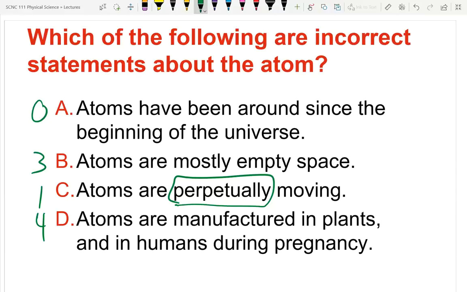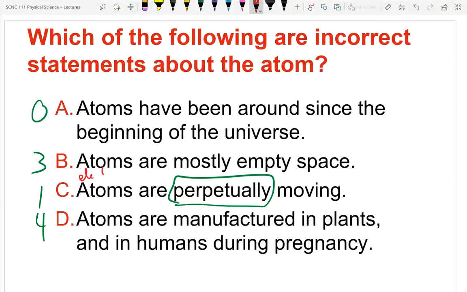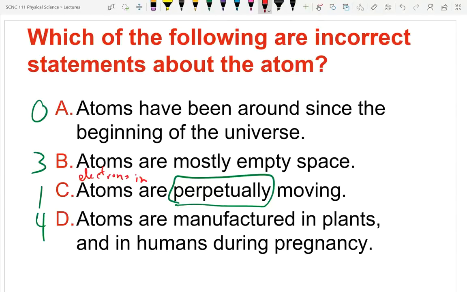Also, what I actually meant to write when I made this question was electrons. I put 2 T's there. Excellent. Electrons in atoms are perpetually moving. Also true.